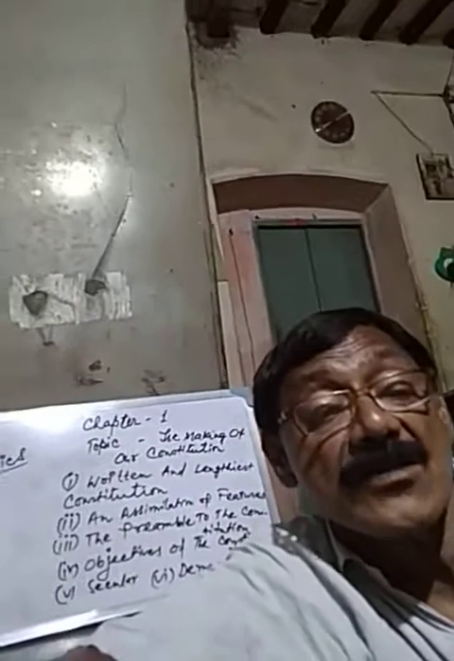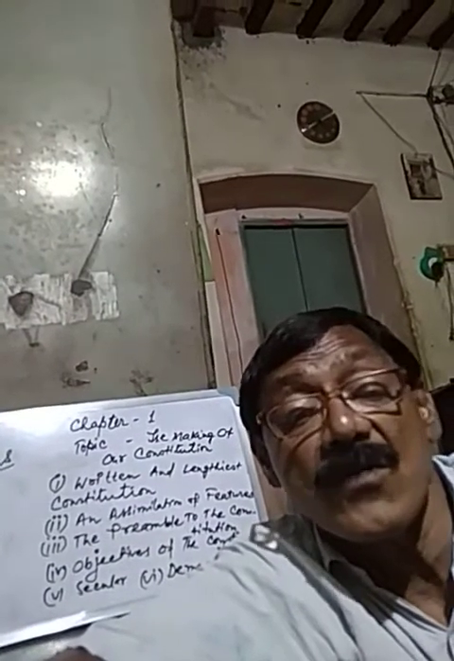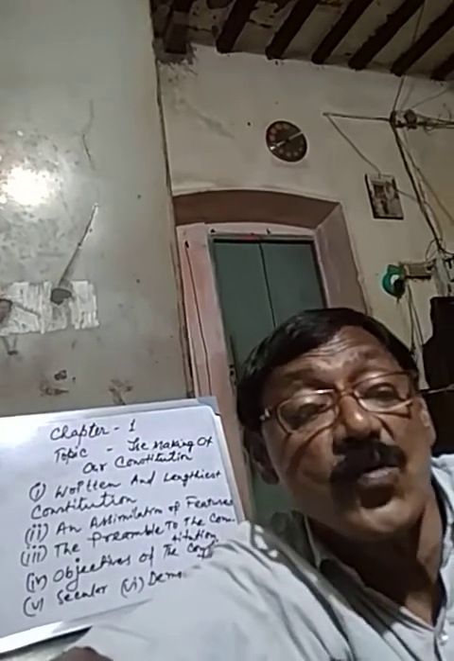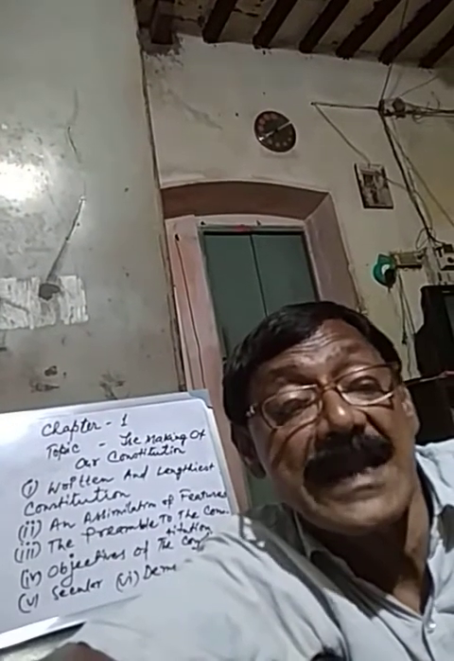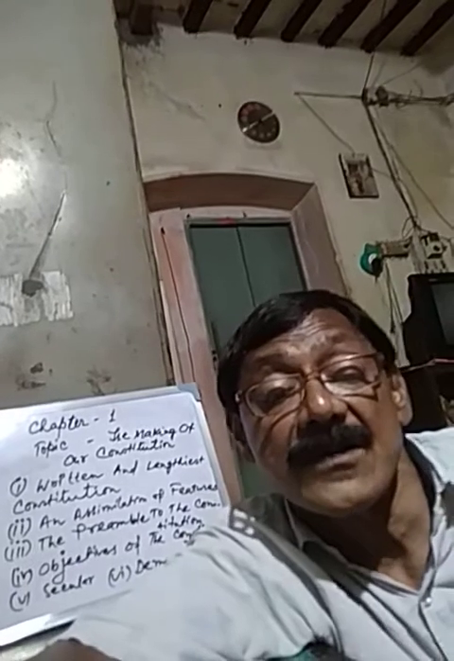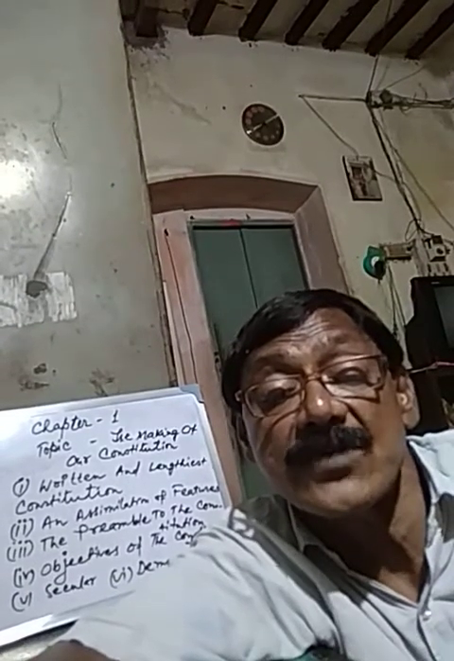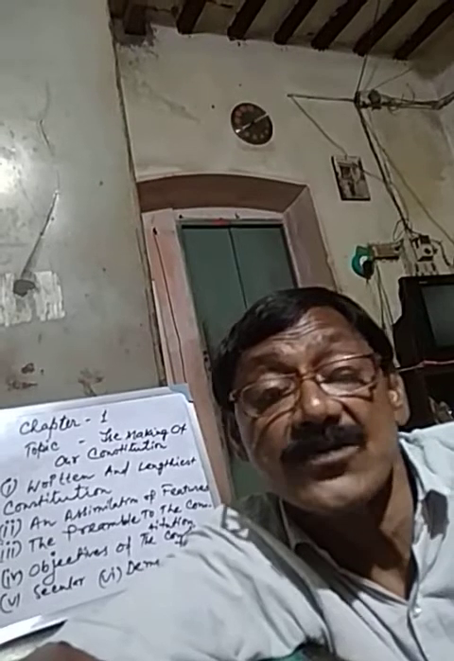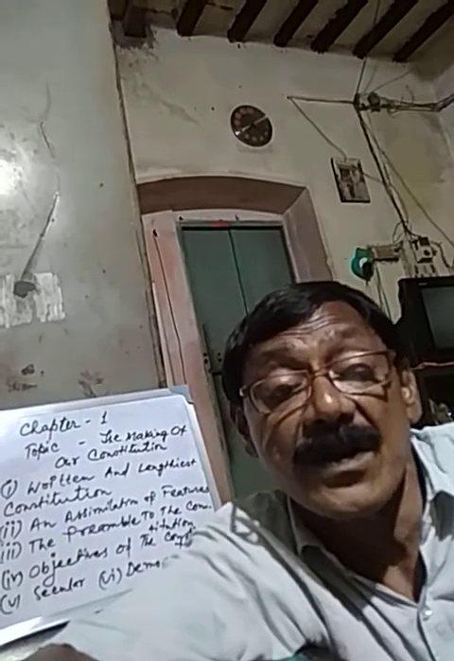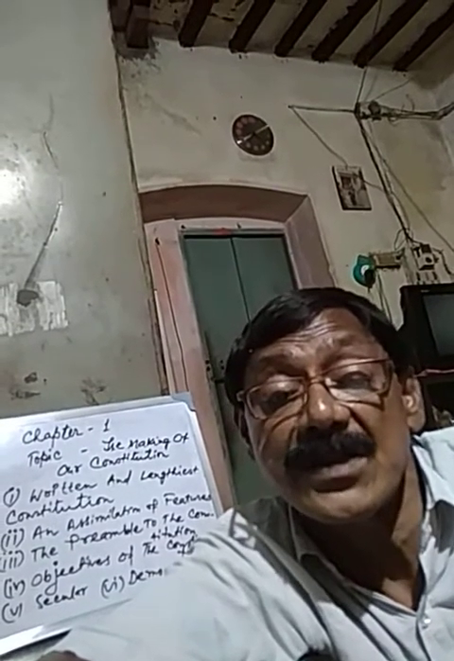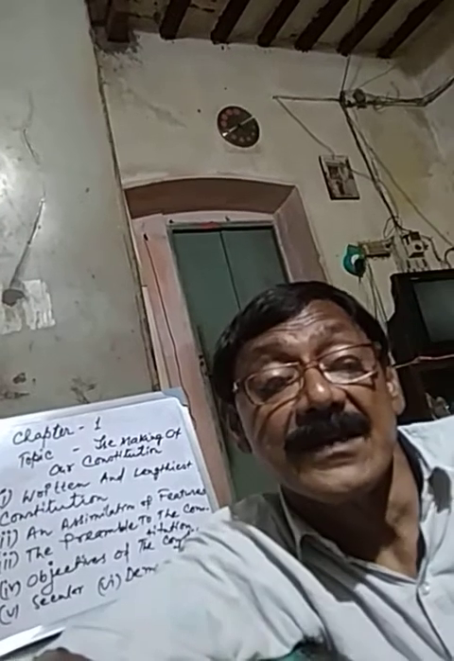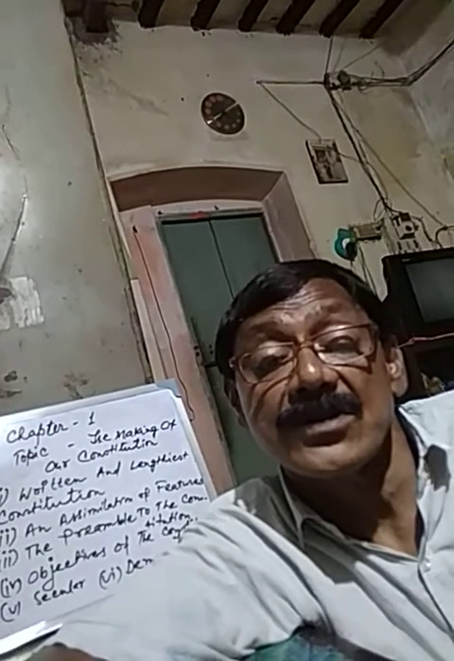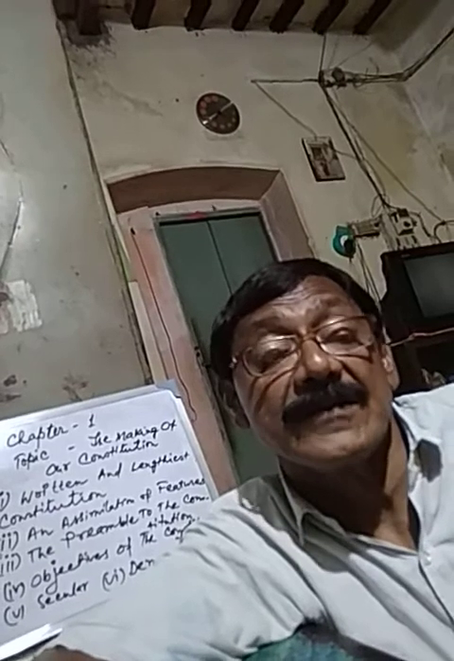The preamble is not enforceable in a court of law. The preamble to our constitution indicates two major points. Number one, it highlights the goals of our nation, which the constitution tries to establish and achieve. And number two, it points to the source from which the constitution derives authority.